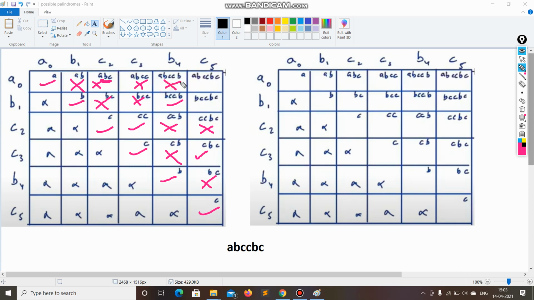So you can directly say it is not a palindrome. As B is equal to C? No, it is not equal. So it is not a palindrome. Is A equal to C? No. So you can say it is not a palindrome.